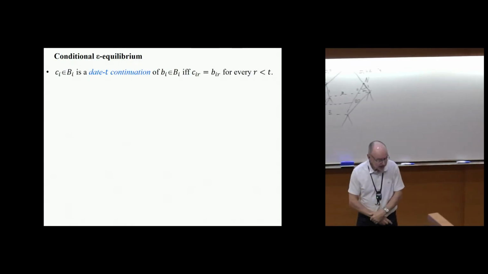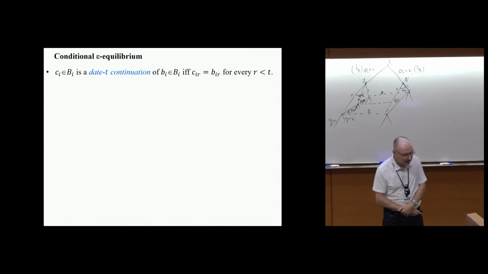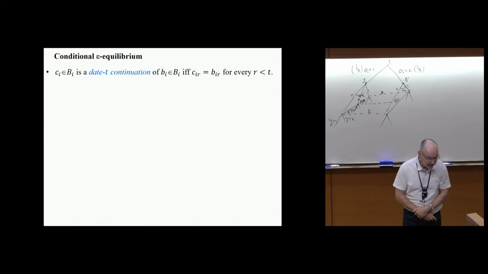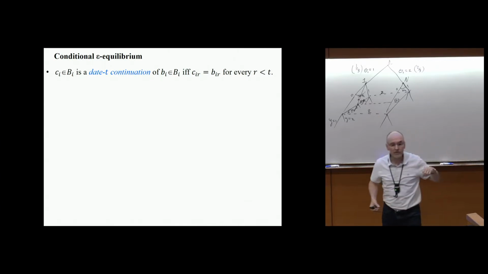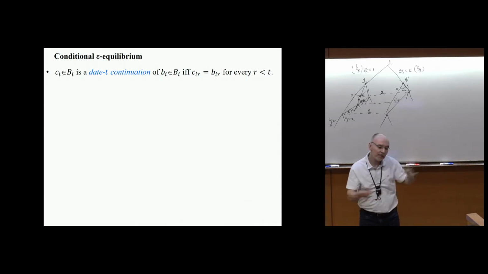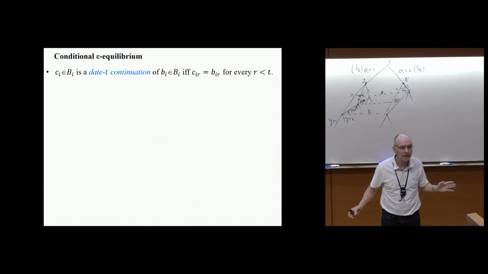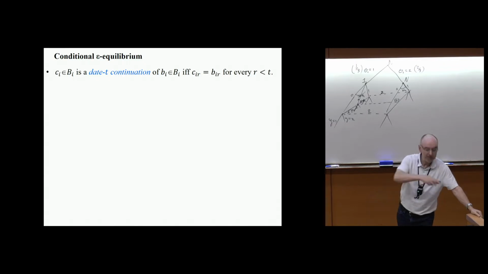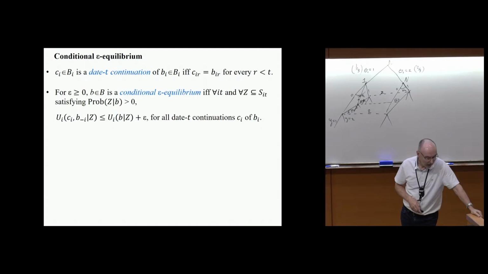Well, let's first talk about continuation strategies. It's what you would think. If we start with player i and a strategy profile for player i, a date t continuation strategy, what is a C_i? It's just the same strategy up to date t and maybe different at date t and afterward. Okay, so it's equal to B_i for all dates less than t. That's a date t continuation.